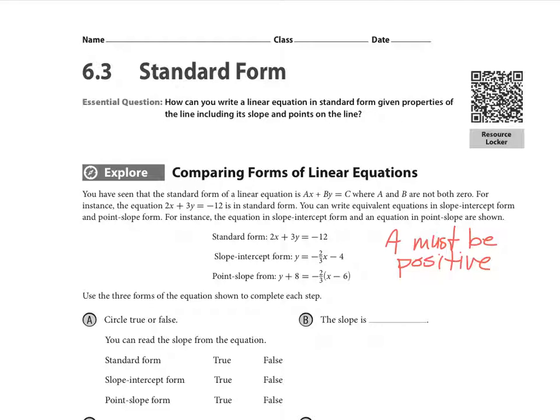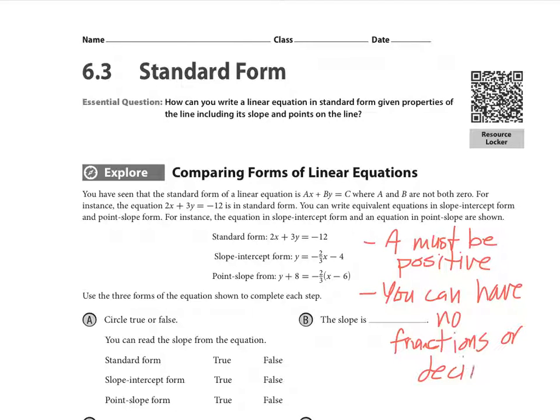The other thing with standard form, you can have no fractions or decimals. Now, later on, as we do problems, we're going to find that with standard form, typically we use this with word problems, and sometimes in the word problem itself it may have decimals and that sort of thing, but if you're technically putting it in standard form, you can't have fractions or decimals.